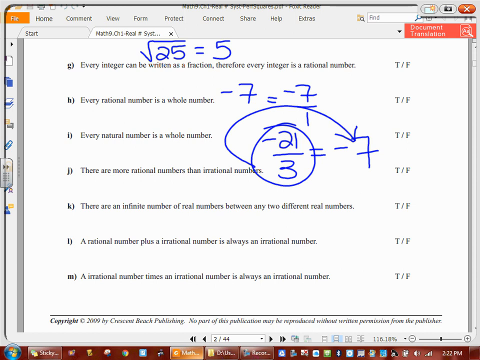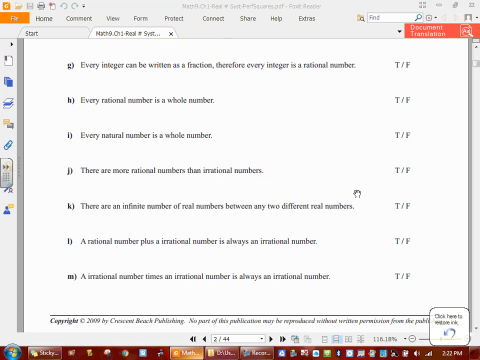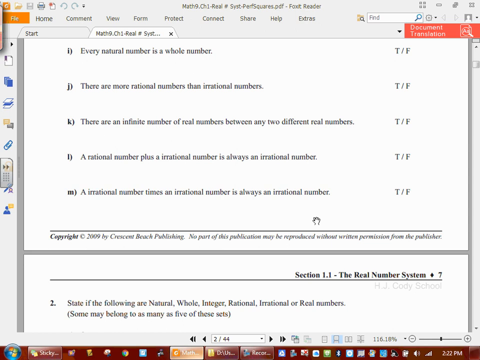All right, let's take a look at a few more examples. So, every natural is a whole. So let's look at our boxes again. Can the smallest set be put into another bigger set? True, yes it can. So every natural is a whole for letter I. Okay, letter J. Letter J says there are more rational numbers.